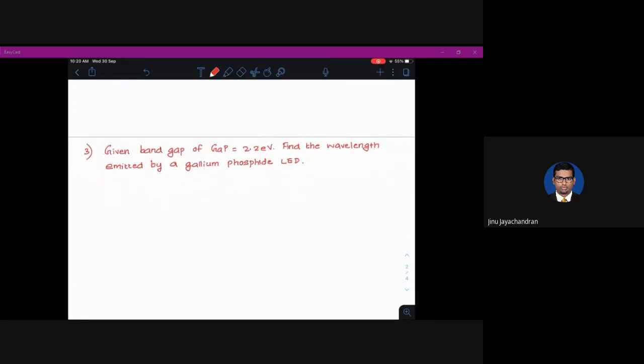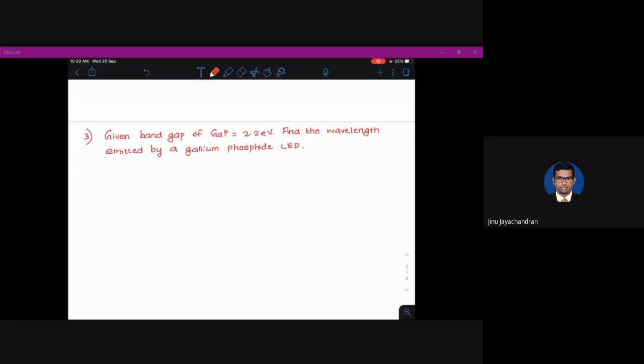You are given only the band gap. There's a gallium phosphide semiconductor, and the band gap for that is 2.2 electron volt. You are asked to find the wavelength of the light emitted. So basically, you have EC, EV for gallium phosphide, and there's a gap here, this 2.2 electron volt. Now you want to find, if an electron makes a transition downwards, what is the wavelength of the photon emitted?